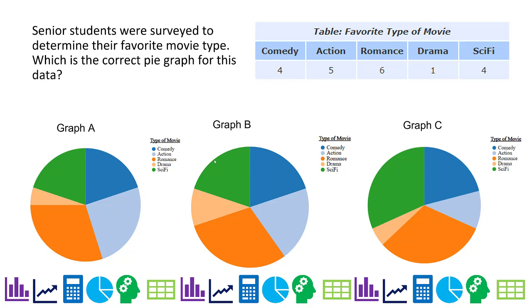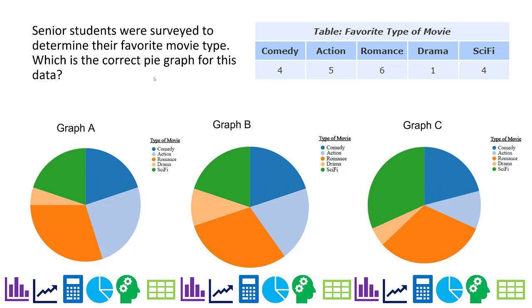Senior students were surveyed to determine their favorite movie type. Which is the correct pie graph for this data? So looking at this, we've got to look at the total here. I might actually need to get a calculator and calculate some percentages. So we got 4, 5, 6. Looks like we got 15 total. No, 20 total, right? So that should make our calculations pretty easy.